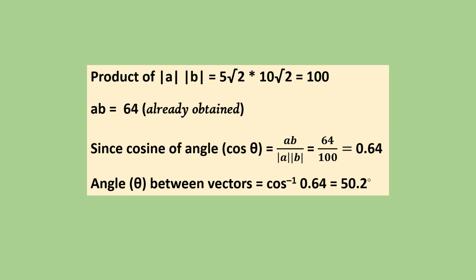And remember, in dot product we always use cos. In cross product we will use sin. Sin theta we will use in case of cross product and cos theta in case of dot product. So the angle between vectors, that is cos inverse of the ratio 0.64, is 50.2 degrees.